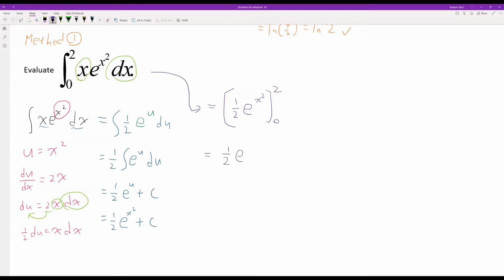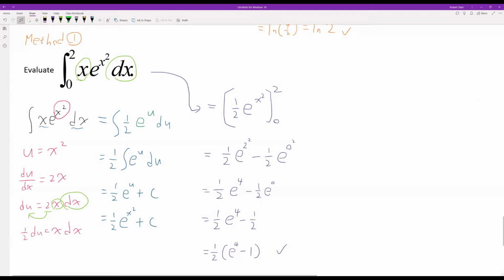1/2 e to the power of 2 squared minus 1/2 e to the power of 0 squared. All right, so that's 1/2 e to the power of 4 minus 1/2 e to the power of 0. Now, any number to the power of 0 is 1. Right, so we have 1/2 e to the power of 4 minus 1/2. And we can factor out the 1/2 if we want to. It becomes 1/2 times parentheses e to the power of 4 minus 1. Okay, and we're done. That's the first method.